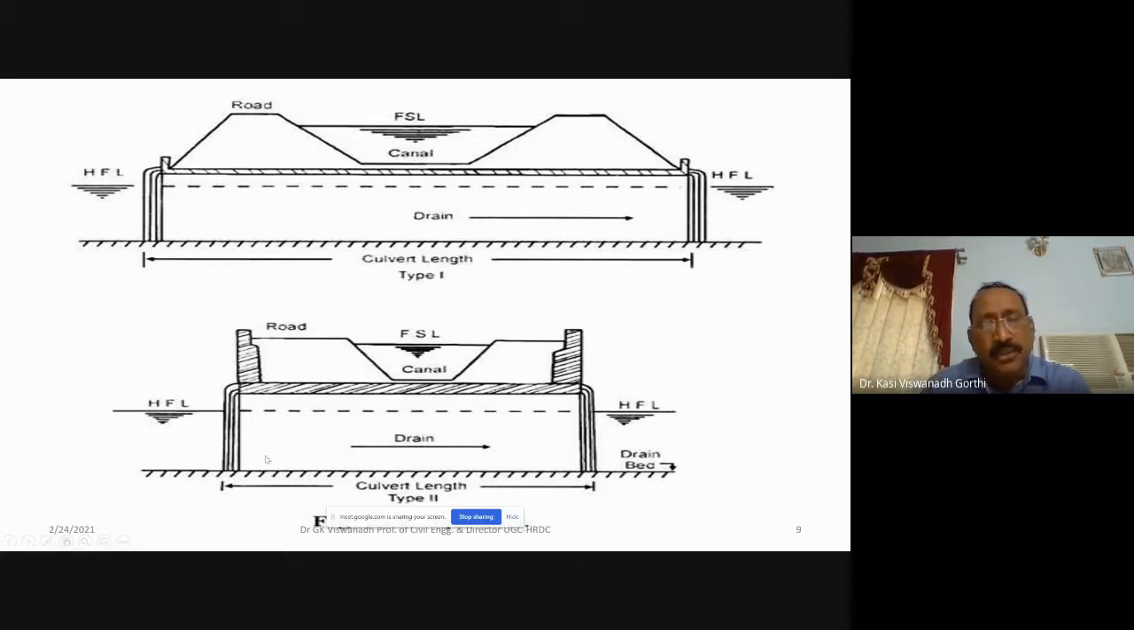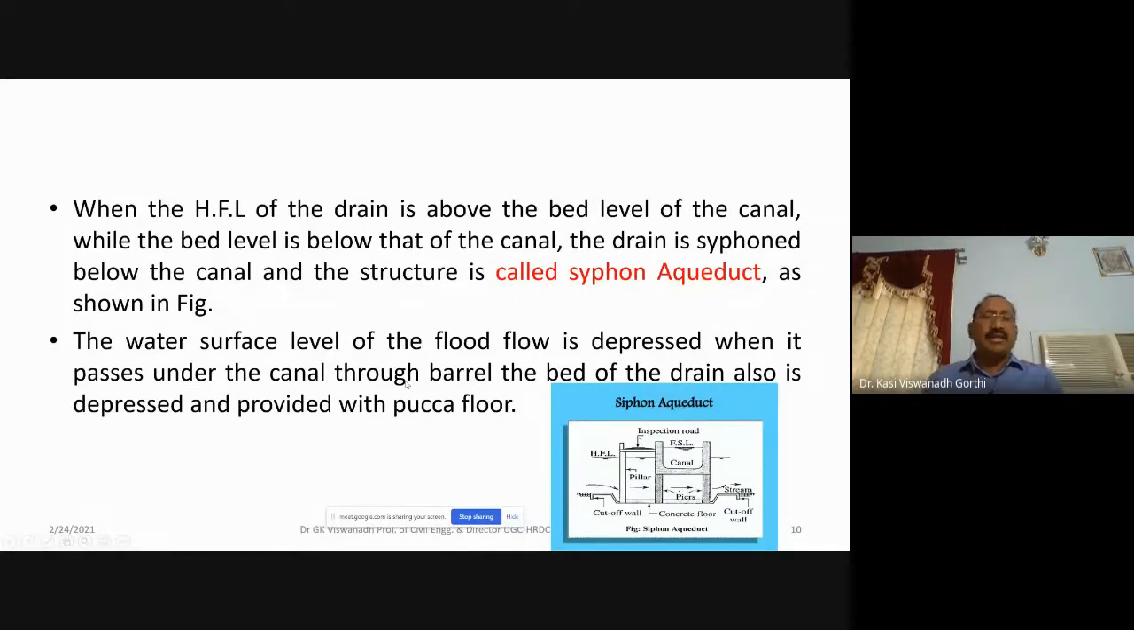You can see here. So at the bottom, high flood level for the drain or river, and over and above which the structure that is provided is the canal, and the bed level of the canal is above the high flood level of the river. Then it is called aqueduct. When the high flood level of the drain is above the bed level of the canal, the drain is siphoned below the canal, and the structure is called siphon aqueduct. So what is happening here?